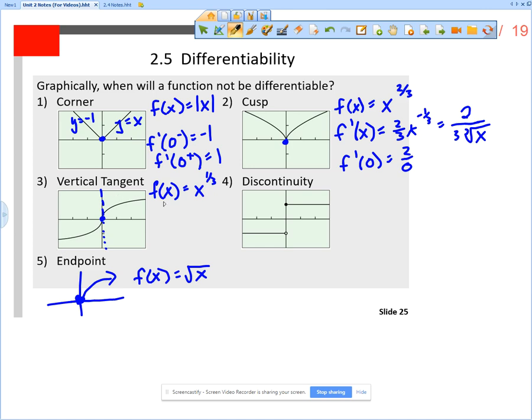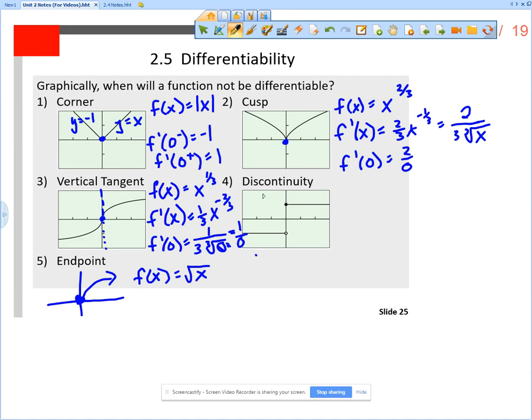All right, what about vertical tangent? Well, basically the same thing. f prime of x equals 1/3 x to the negative 2/3. And so once again, f prime of 0, well, think about that. That would be 1 over 3 times the third root of 0 squared, right? But of course, 0 squared is 0. The third root of 0 is 0. 3 times 0 is 0. So once again, we get 1 over 0. So that is undefined. Therefore, the function is not differentiable.